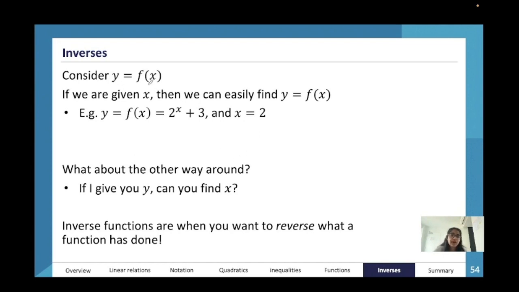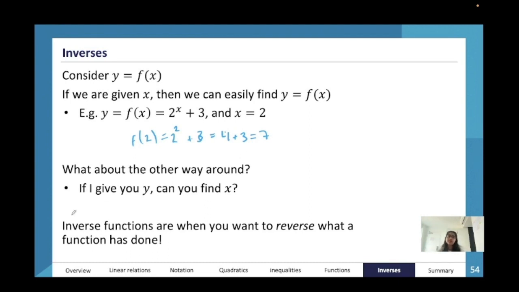So let's say you've got y equals f of x. If you're given x, then you can easily find y. So if y equals f of x, which equals 2x plus 3, and x equals 2, you can say f of 2 equals 2 times 2 plus 3, which equals 4 plus 3, which equals 7.